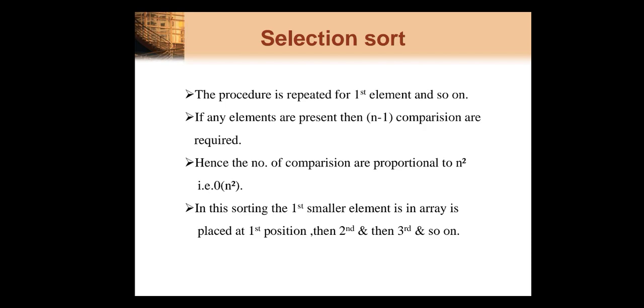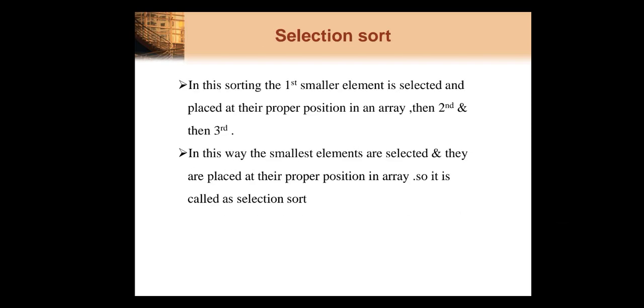In this way it will select the smallest element from the given array and place them at their proper position. That's why it is called a selection sort. The total number of comparisons required by the selection sort is proportional to n square, because in each pass it will try to find out whether there is any smaller element available and keep it at its proper position. So in each pass it requires that many comparisons, so the number of comparisons is proportional to n square.